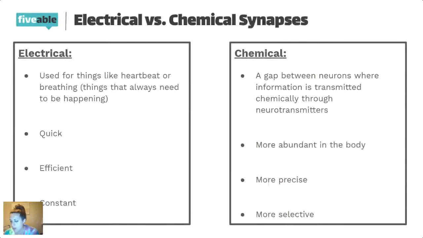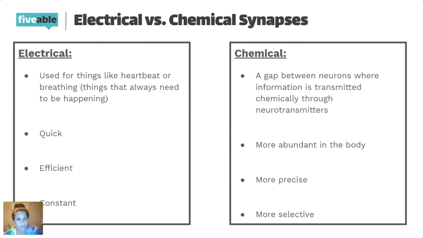Basically, an electrical synapse is used for things that have to be constant. Like I need to breathe and have a heart beating to be alive, and I need those things to happen quickly and consistently. So those are quick, efficient, and constant things. Our electrical synapses are just there, always happening.